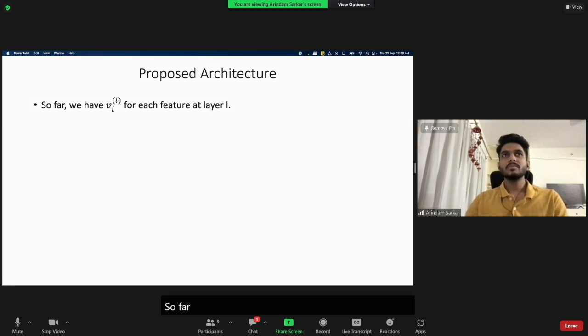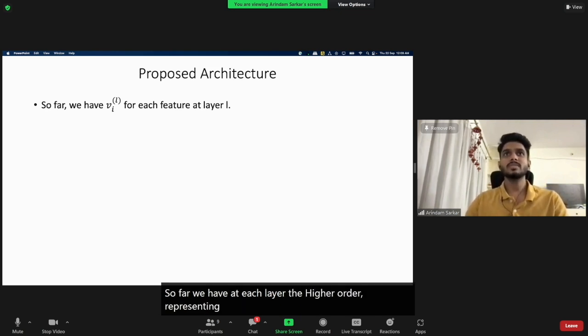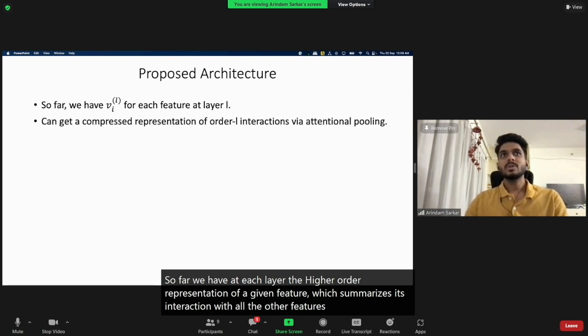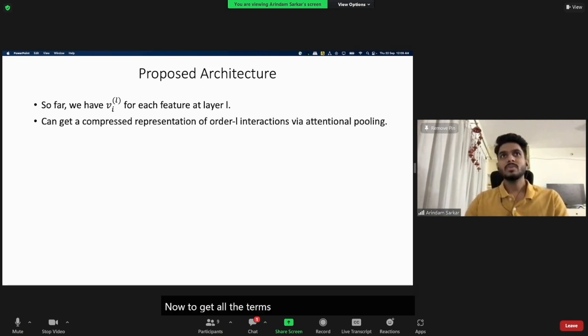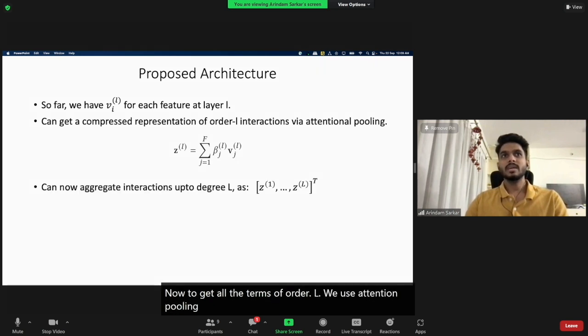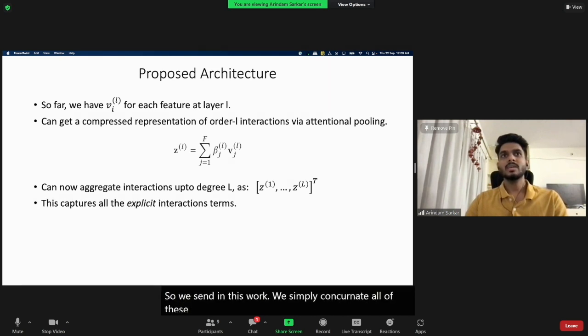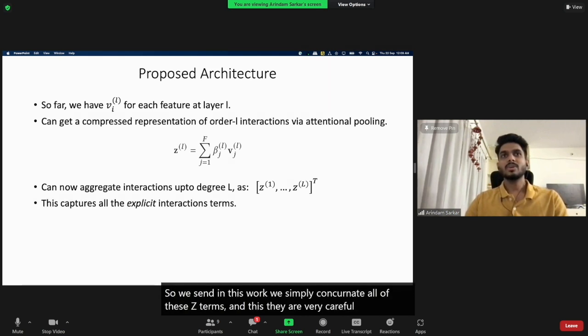So far, we have at each layer the higher order representation of a given feature which summarizes its interaction with all the other features. Now, to get all the terms of order L, we use attentional pooling, and this gives us a way to aggregate all the interactions up to a degree L. In this work, we simply concatenate all of these Z terms, and this summarizes all the explicit interaction terms.